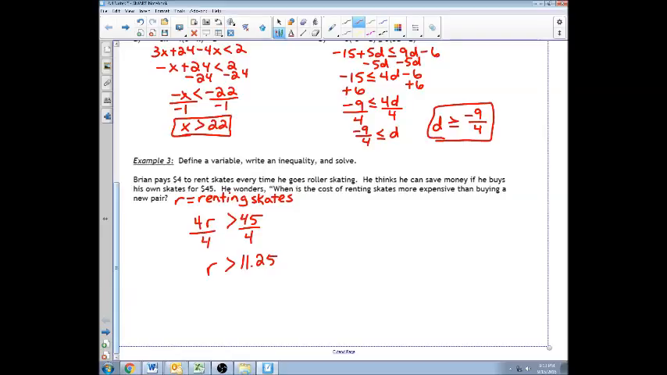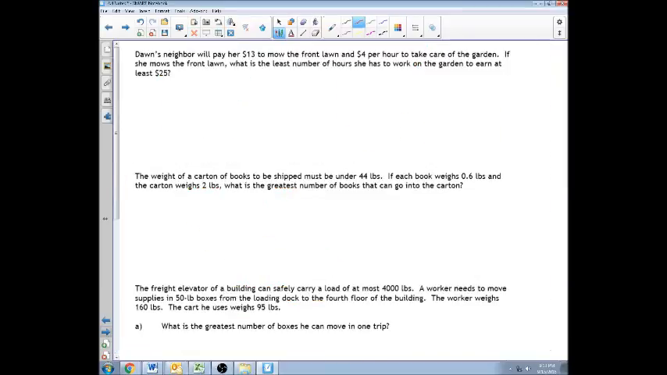You cannot. So I need to, from here, figure out, was 11 times renting the skates more expensive than the $45, or would it be 12 times? The 12th time that he rents the skates would be more than $45. It would be the 12th time, so it would be 12 rentals. So my R would be 12 rentals. Moving on to the back.